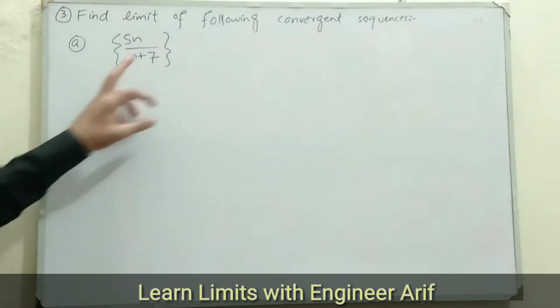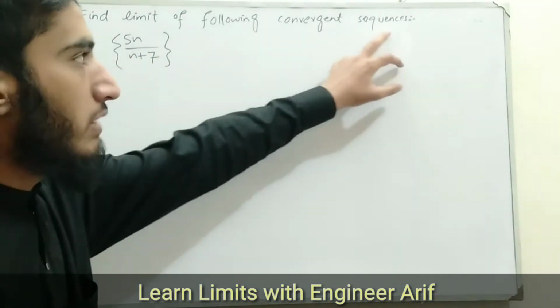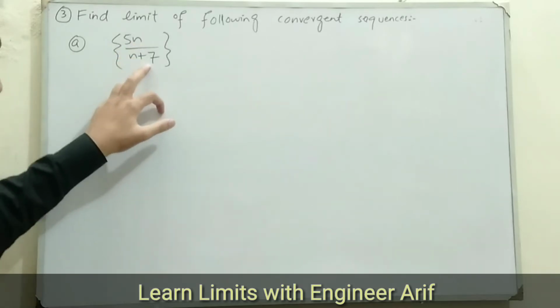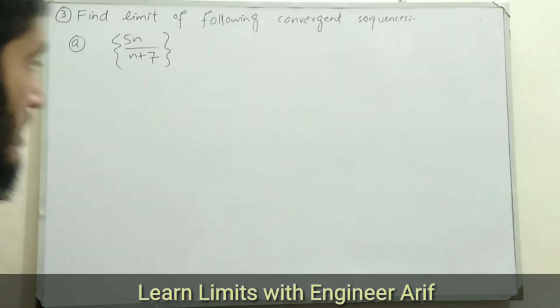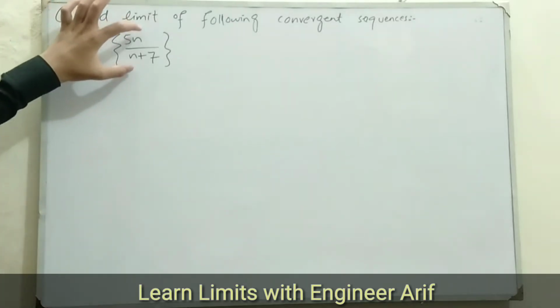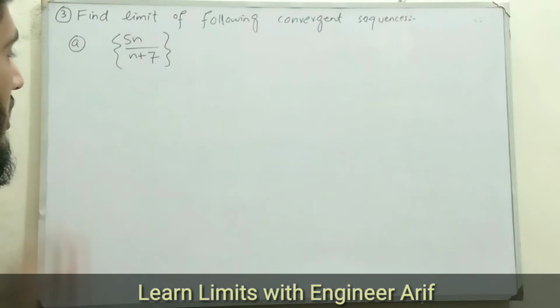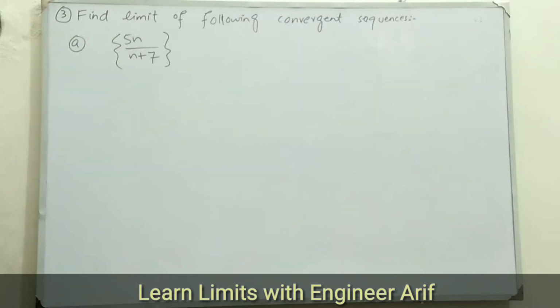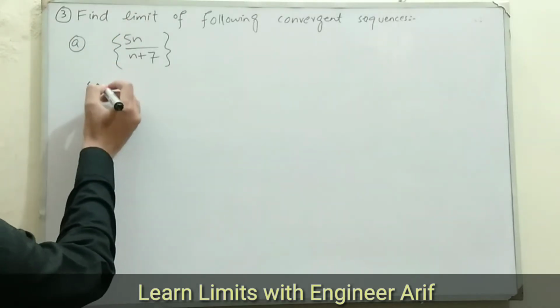It tells that find limit of the following convergent sequences. So the first part is 5n divided by n plus 7. What is a convergent sequence? A sequence of fractions in which a given fraction is defined at infinity. Let's suppose this is 5n divided by n plus 7. This is a fraction. So this fraction is a convergent sequence because it is defined at infinity. How? So let's move towards the solution. You will understand it easily.